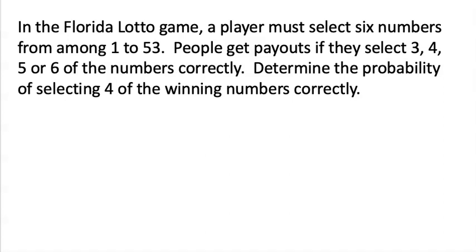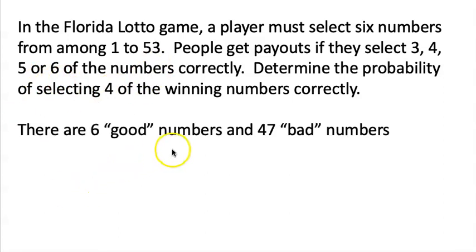So the way to think of this is there are 53 numbers total. 6 of them are winning numbers, and the rest, the other 47, are losing numbers. So 6 good numbers, 47 bad numbers. We want to select exactly 4 of those winning numbers. We want to select exactly 4 of those good numbers. So how do I want to think about this? There are 6 good numbers. I want 4 of them.